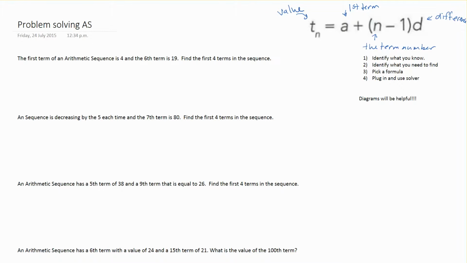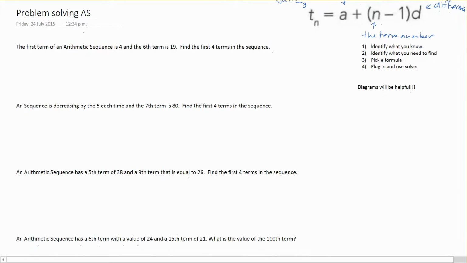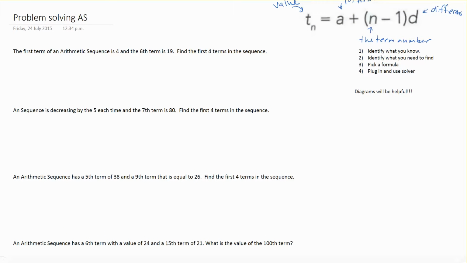So if we take a look at a problem here, we might try to apply some basic problem-solving skills for it. So the first term of an arithmetic sequence is 4. Okay, so first thing I'm going to do is think about identifying what I know. So I'm going to be following these steps here, identifying what I know. So in reading this problem, I see that the first term of the arithmetic sequence is 4. That tells me automatically that I know a is equal to 4. And the sixth term is 19.